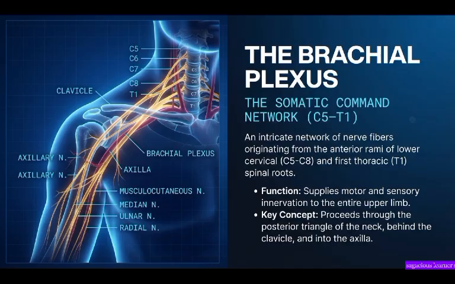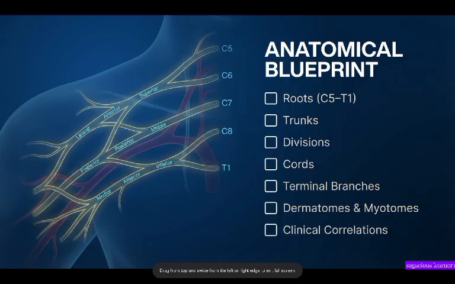This lecture is arranged in a way where it starts from the roots. We're going to discuss the trunks. Then from the trunks, we talk about the divisions of the trunks. From the divisions, we talk about the cords. From the cords, we talk about the terminal branches. We then talk about the dermatomes and the myotomes, then the clinical correlations. So let's talk about the roots. This is an overview of the course.